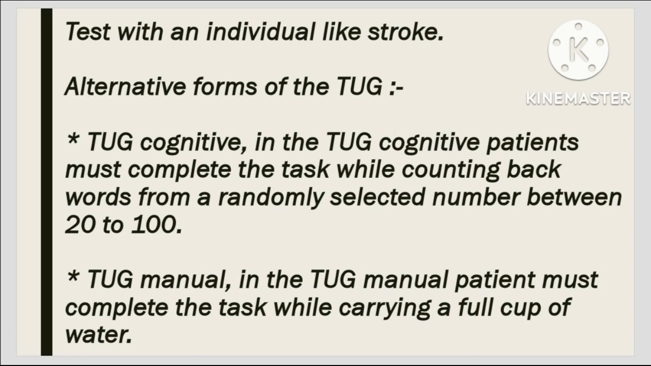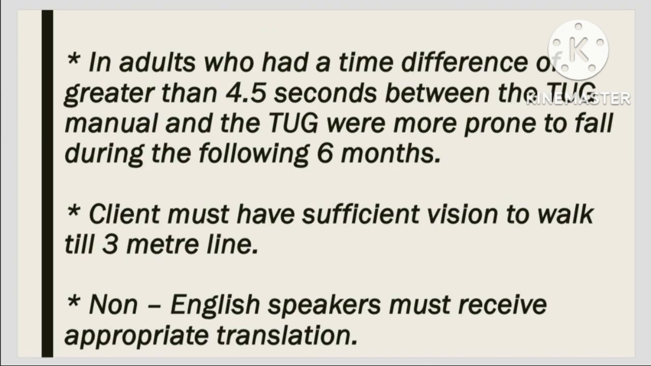Alternative forms of the TUG. TUG cognitive. In the TUG cognitive, the patient must complete the task while counting backwards from a randomly selected number between 20 and 100. TUG manual. In the TUG manual, the patient must complete the task while carrying a full cup of water. Adults who had a time difference of greater than 4.5 seconds between the TUG manual and the TUG were more prone to fall during the following 6 months.